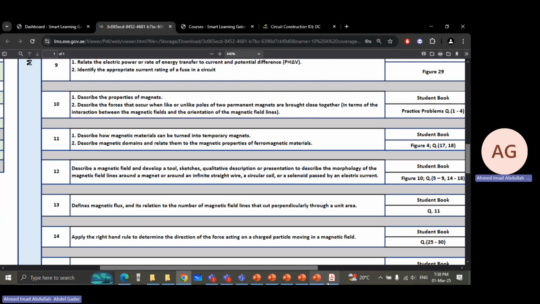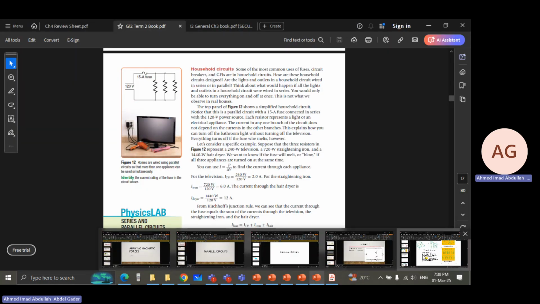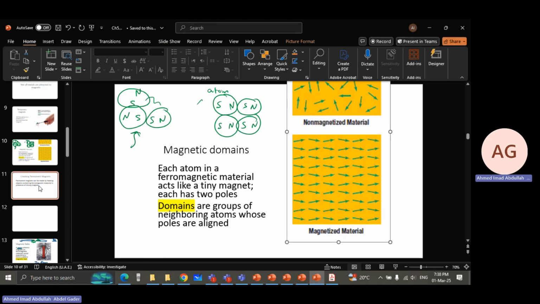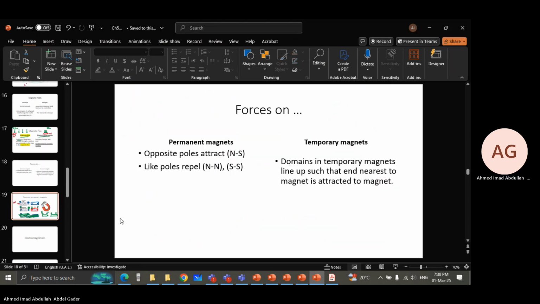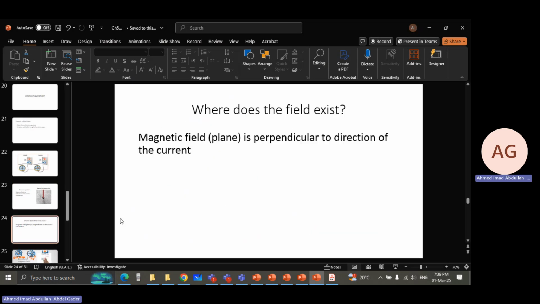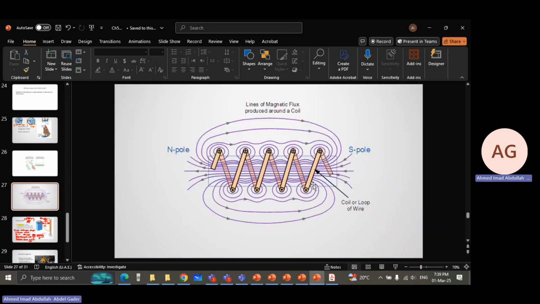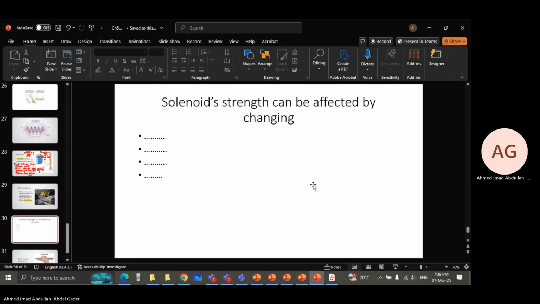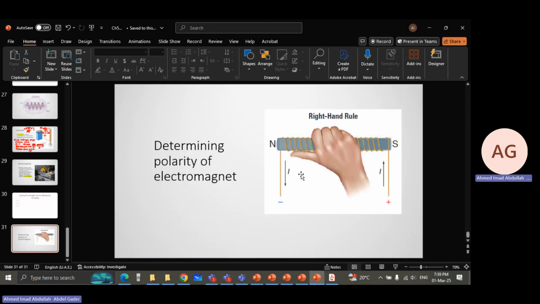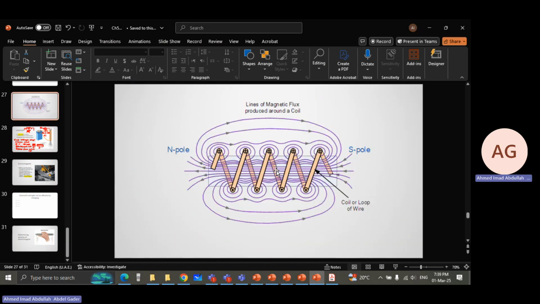Let's go to the coil and see what a magnetic field looks like around a coil. Electromagnetism: we saw the magnetic field around a straight wire. Now for the magnetic field around a coil. A coil with a current passing through it will induce a magnetic field around it, which looks very similar to the magnetic field around a bar magnet.